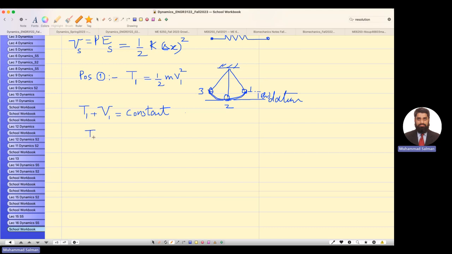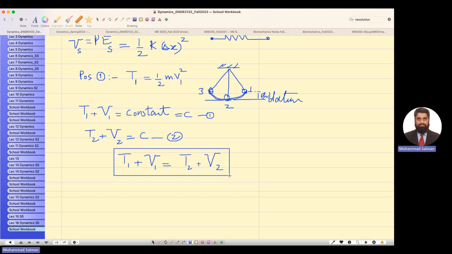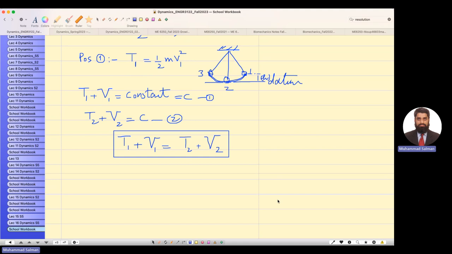How about position 2? T2 plus V2 is equal to constant again. So let's assume this is C, this is C. Now you will have to equate these two equations. So suppose this is equation number 1, equation number 2, both have the constant values. Can I write down the law of conservation of energy principle like this? This is the law of conservation or the conservation of energy principle, okay?